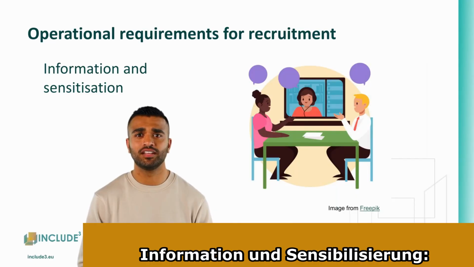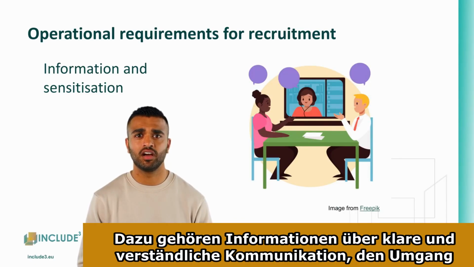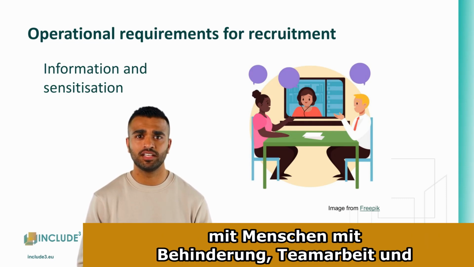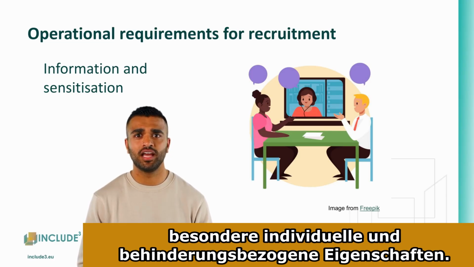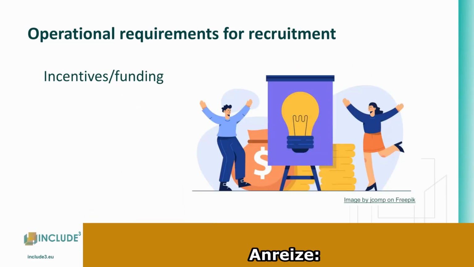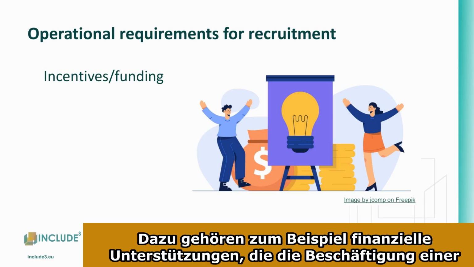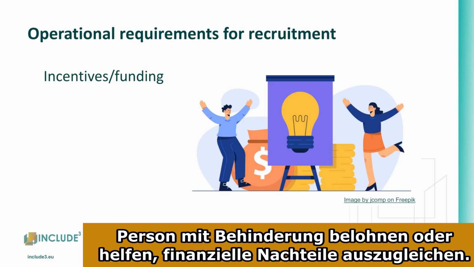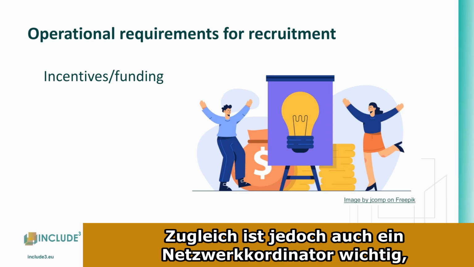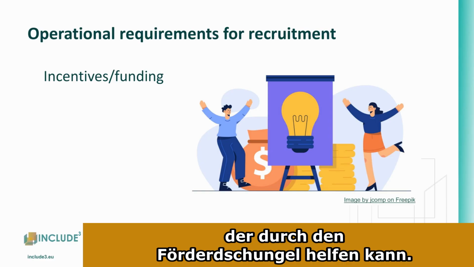Information and awareness raising. This includes information on clear and understandable communication, managing people with disabilities, working together in teams, and specific, individual, and disability-related characteristics. Incentives. These include, for example, financial support that rewards the employment of a person with a disability or helps to reduce financial disadvantages. At the same time, however, a network guide that can help through the funding jungle is also important.